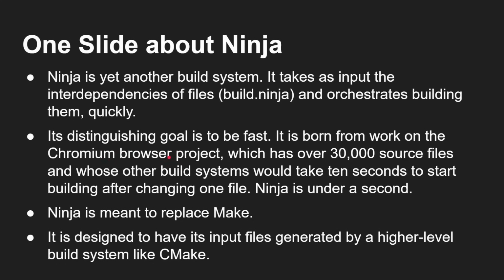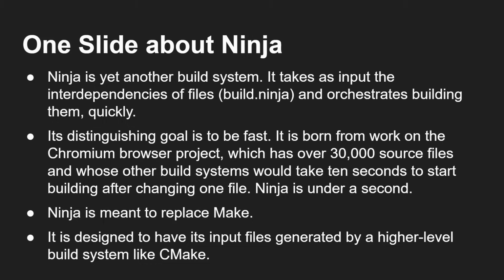So let's just quickly talk about Ninja, because that's the other example I'm going to give you. Ninja is yet another build system. It takes an input that is the interdependency of files. It's build.ninja. That's really the equivalent of Makefile, and it orchestrates the building of them. But the key thing is here quickly. Its distinguishing goal is that it's fast.